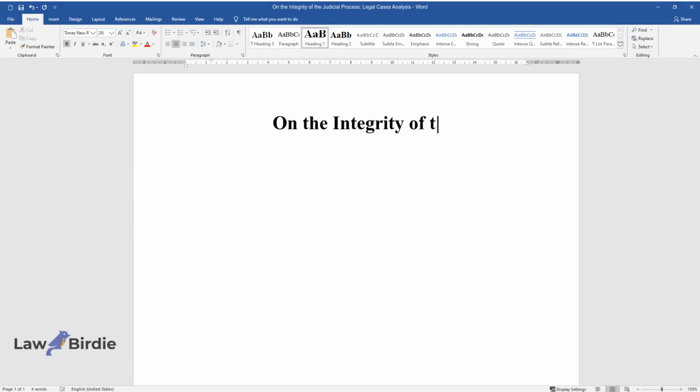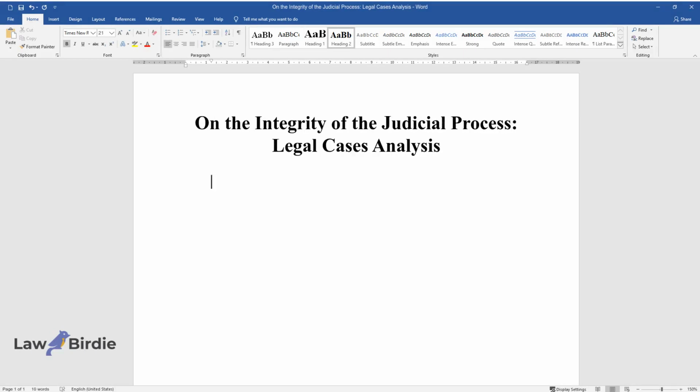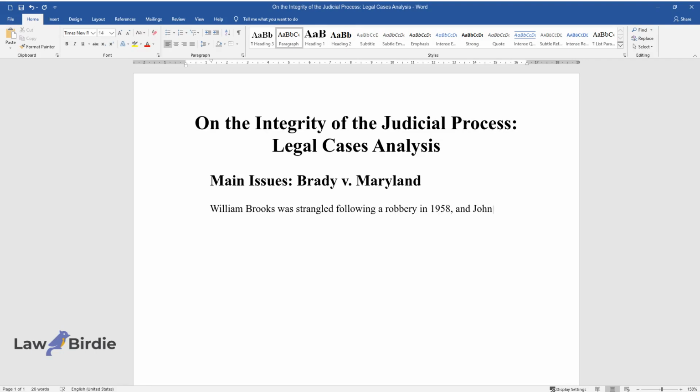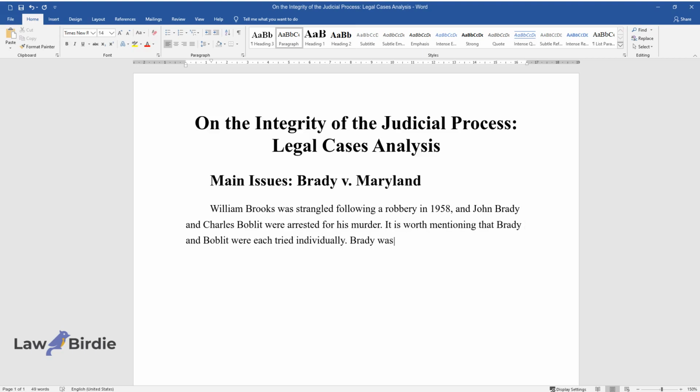On the integrity of the judicial process, legal cases analysis. Main issues: Brady versus Maryland. William Brooks was strangled following a robbery in 1958, and John Brady and Charles Boblet were arrested for his murder. It is worth mentioning that Brady and Boblet were each tried individually.